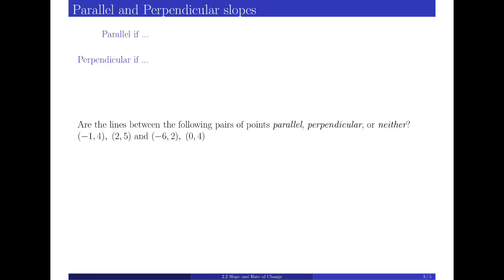We can describe parallel and perpendicular slopes. So two lines are parallel if what is true about their slopes? Two lines are parallel if they have the same slope. And that's easy to tell. If one line has a slope of 2, then any other line with a slope of 2 is parallel to that line. Slopes are perpendicular if they are opposite reciprocals.